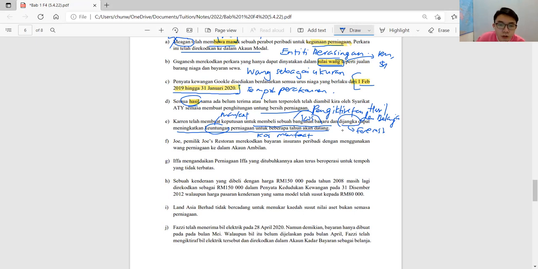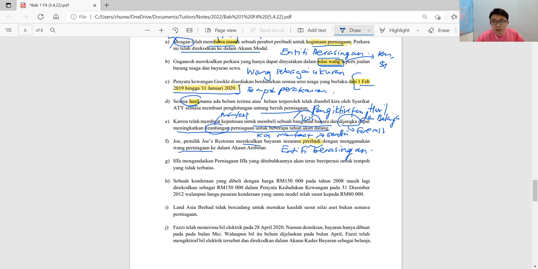Joe, pemilik Joe's restaurant merekodkan bayaran insurans peribadi dengan menggunakan wang perniagaan. Okay, this one you have to be very careful. The keyword here is peribadi. Normally, when you see peribadi, you know that this is entity berasingan. Yes, very good. And when you read it again, dia merekodkan the insurance. What is peribadi? Peribadi means sendiri. Take note of it. When you see peribadi, it means sendiri. So dia bayar insurance sendiri, meaning Joe's own insurance, dengan menggunakan wang perniagaan.